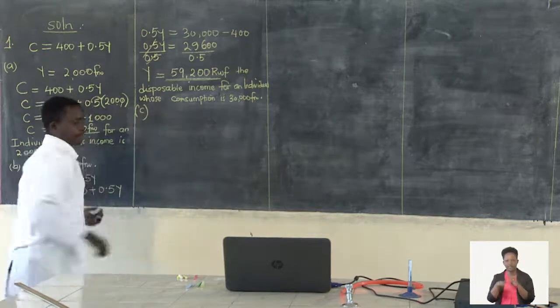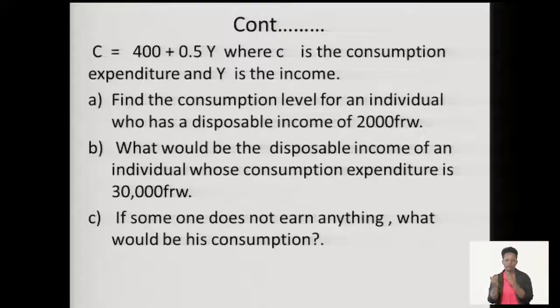Then part C, they're asking us if someone does not earn anything, what would be his consumption? Someone who does not earn anything, what would be his consumption? So with part C, if someone does not earn anything, that means his income is 0.